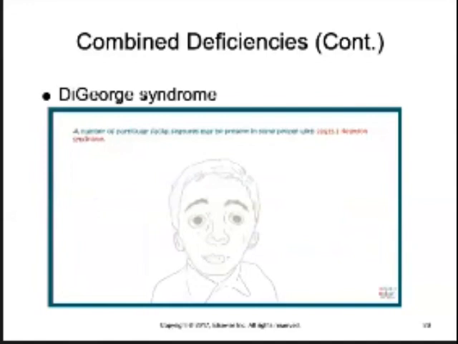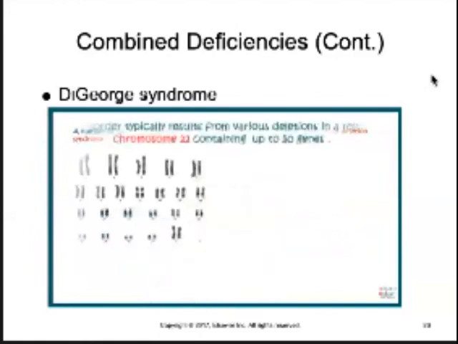Let us look at some facial features that are distinct to this syndrome. They have an enlarged nose tip and a hooded eye, and majorly they have a very long face. These are some characteristic facial features of DiGeorge syndrome.